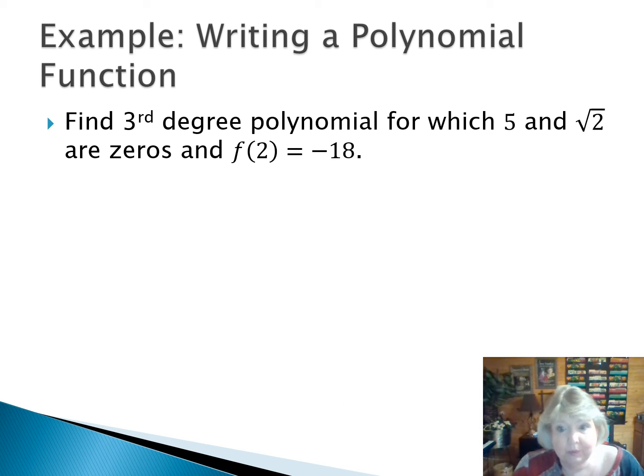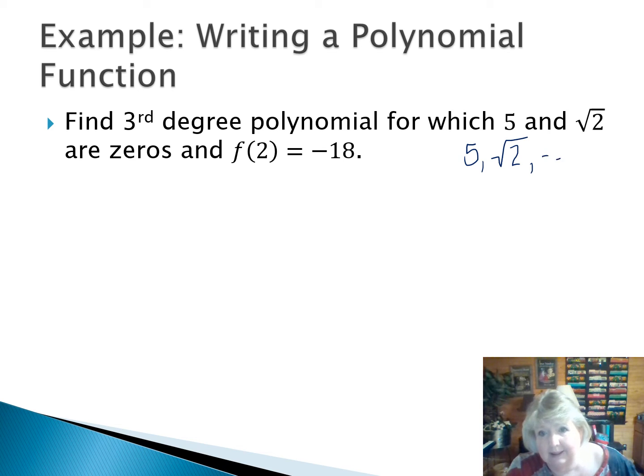Let's try that one more time for good measure. Let's find a third-degree polynomial for which 5 and the square root of 2 are zeros, and f of 2 is -18. Okay, again, we're going to play the little conjugate pair thing to say that my 3 zeros are 5, square root of 2, and negative square root of 2.